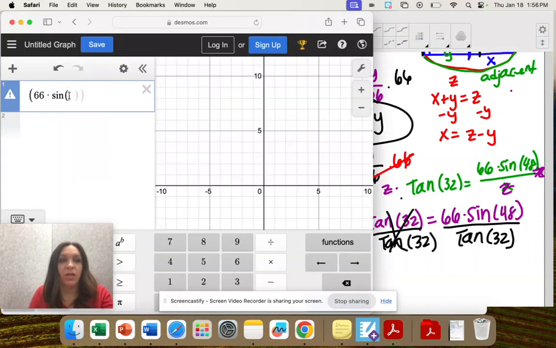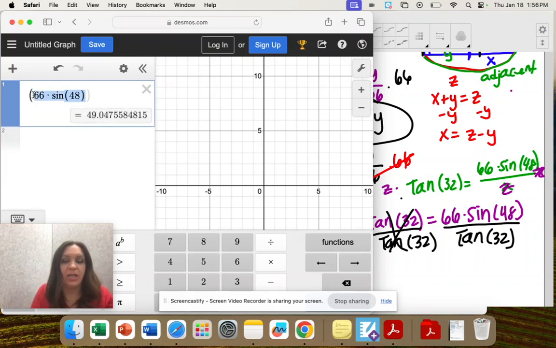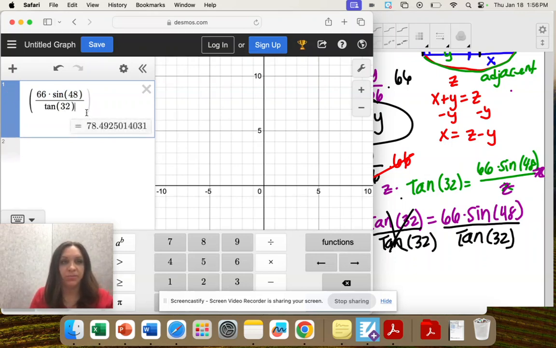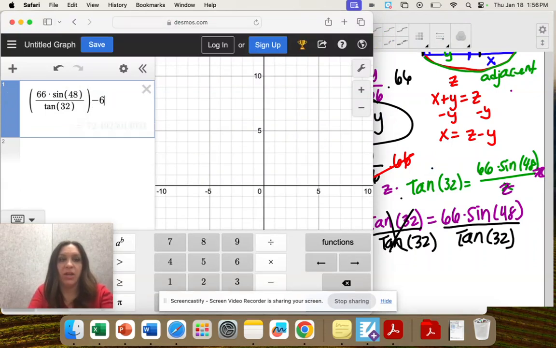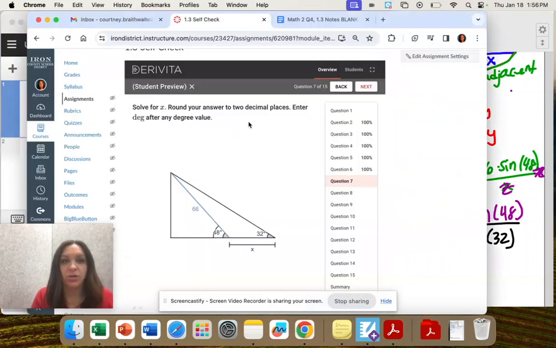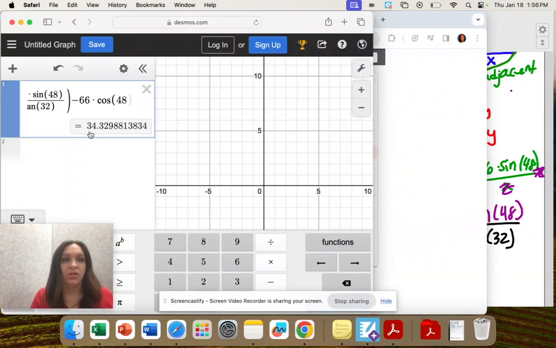So sine of 48 divided by, see how it cut that off? I'm going to highlight and then click divide. Tangent of 32. So that whole thing minus y, 66 times cosine of 48. Okay, and we're rounding to 2 decimal places. So 34.33.